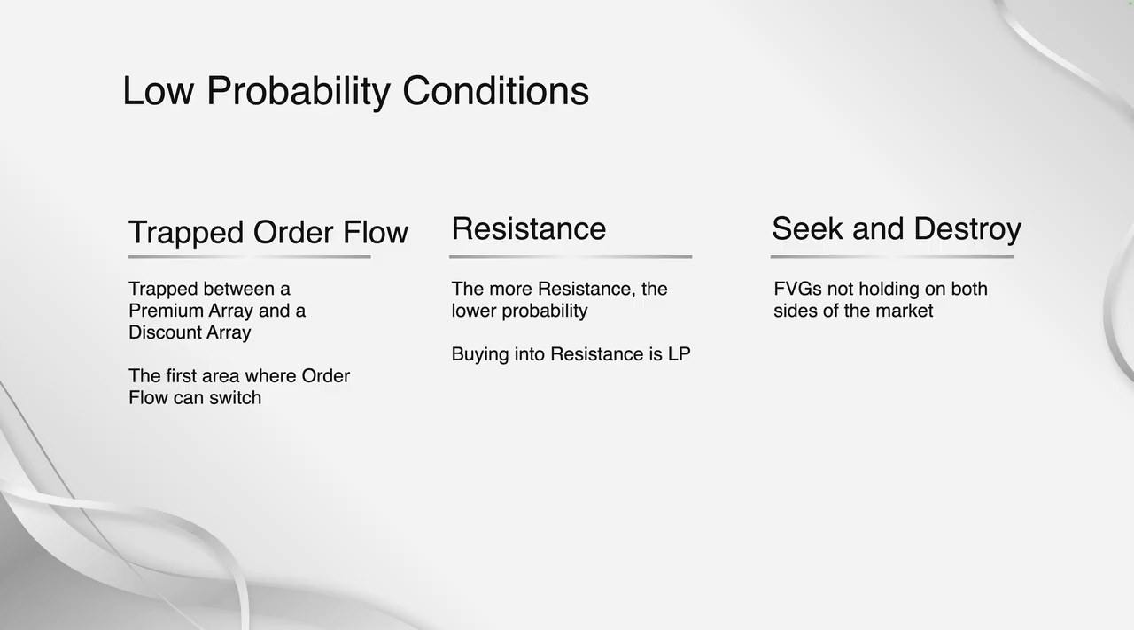So the next low probability condition is simply said resistance. The more resistance, the lower the probability. Buying into resistance is low probability. So what does that look like?